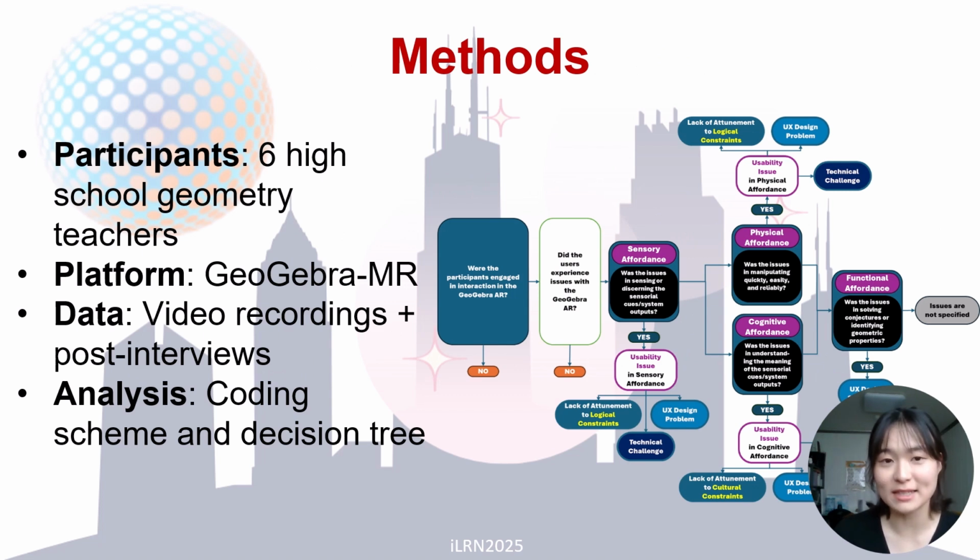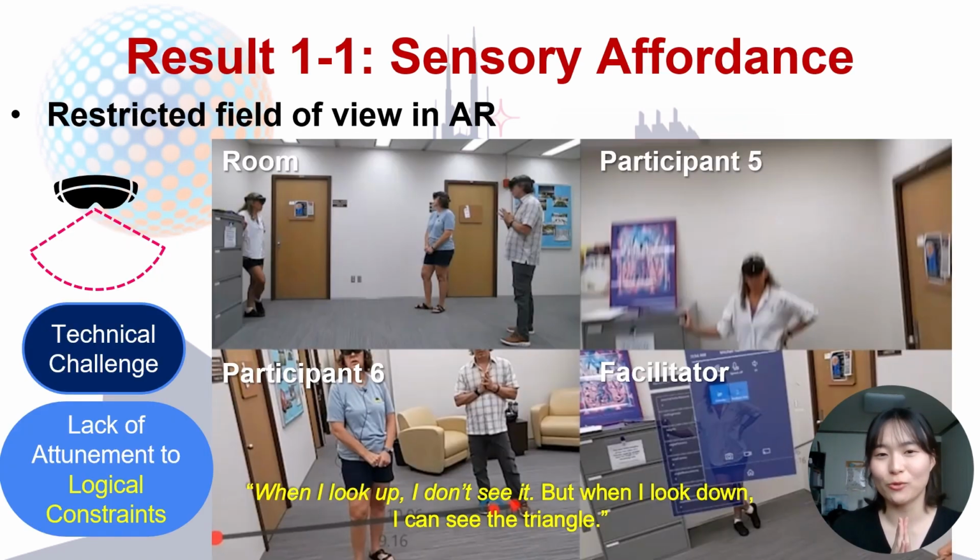So we recruited 6 high school geometry teachers. They worked in pairs to solve geometric problems using GeoGebra MR. We recorded their interactions and conducted post-interviews. Then we developed a coding scheme and a decision tree to organize the usability issues we observed based on affordances and constraints. You can see the decision tree on the right side here. Now, I will share what we found.